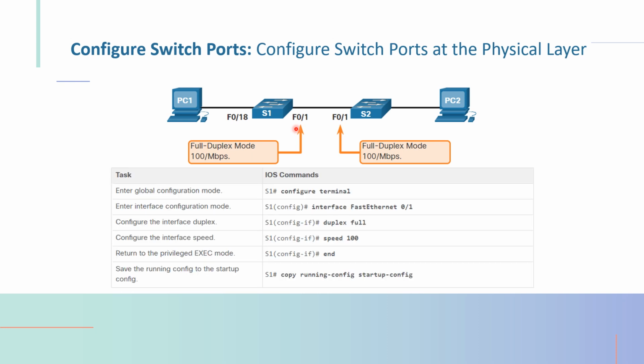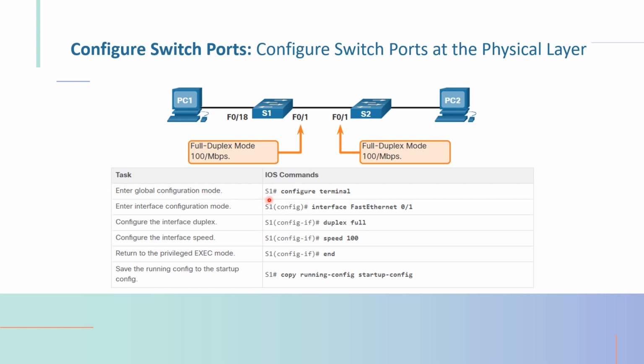Here in this table, it is listed how we can configure the duplex and speed in the interface, but it will be the same even for switch 2. The only change is the host name. So you can do the same configuration.